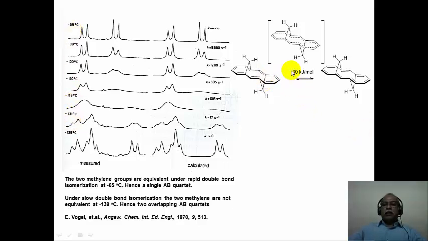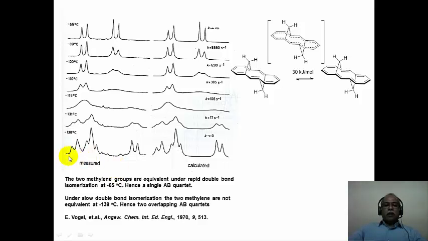Now when the interconversion is considerably reduced at lower temperature, that is at minus 138 degrees or so, NMR would see two distinct AB quartets, for this methylene separately and this methylene separately, because the chemical environment in terms of the double bond locations of this methylene is different from the chemical environment of this methylene with respect to the double bonds of the ring. So under these conditions, there are a pair of AB quartets that one should see. In fact, what one sees is overlapping AB quartets. They are overlapping, and hence they are not very clearly seen as AB quartets.